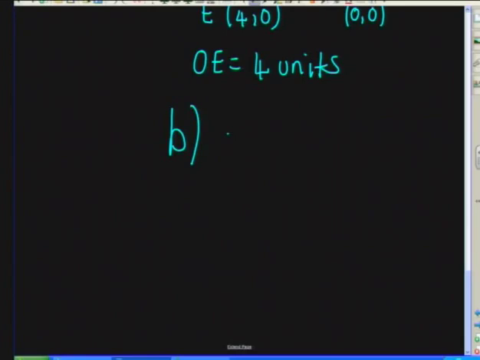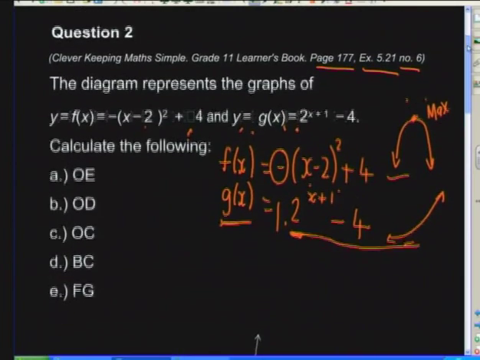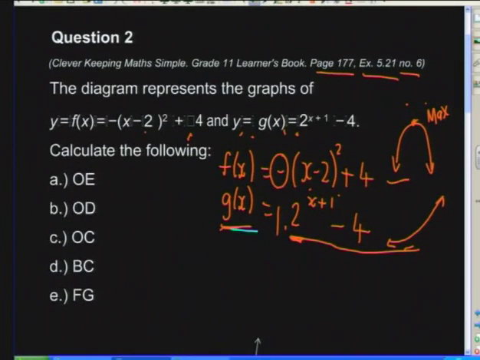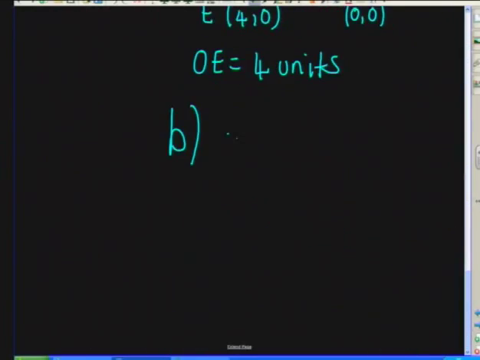All right, so here we're looking at the exponential graph. Your equation here, g of x is equal to 2 to the power x plus 1, minus 4. We're looking for the y-intercept, so we're looking for when x is equal to 0.